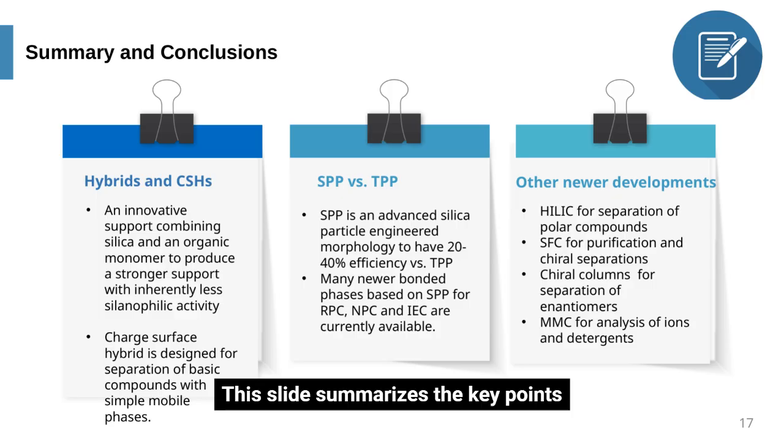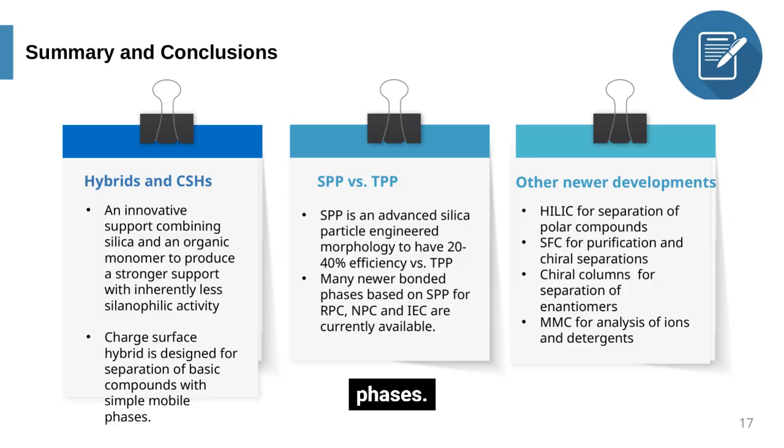This slide summarizes the key points and conclusions. It highlights the advantages of SPP over TPP, and the applications of HILIC, SFC, chiral columns, and MMC. It also mentions hybrids and CSHs as innovative supports for stronger separation with less silanophilic activity and for separation of basic compounds with simple mobile phases.